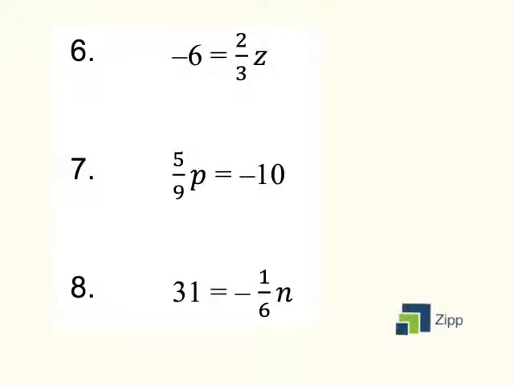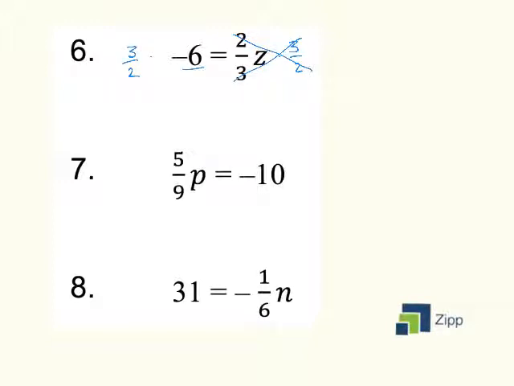Looking at problem 6, I've got 2/3 z. I'm going to divide this by 2/3. And if I've got a calculator, that's really easy. I just go divided by 2/3 and it gives me the answer. If I don't have a calculator, what I'm really going to do is multiply by 3/2. That's the multiplicative inverse. And I multiply the other side by 3/2.